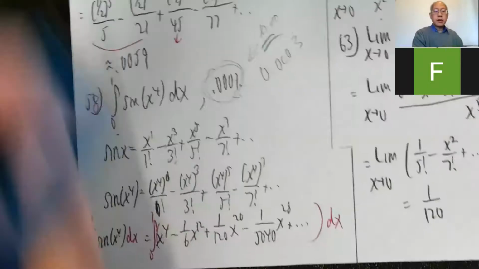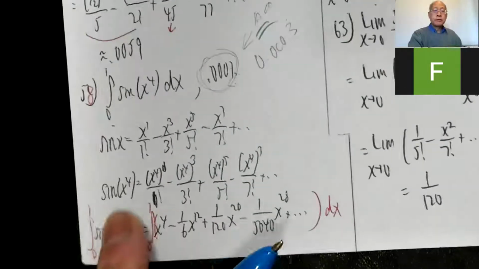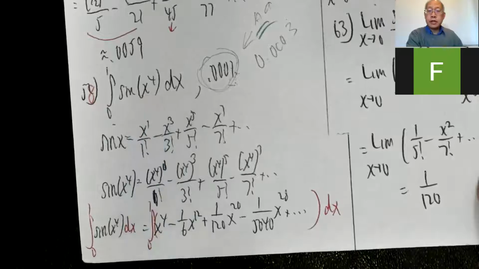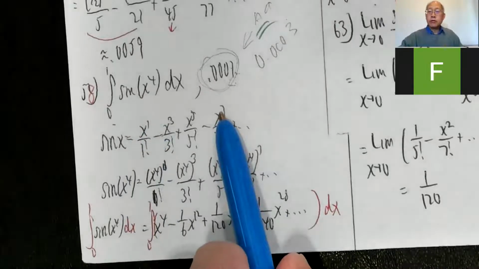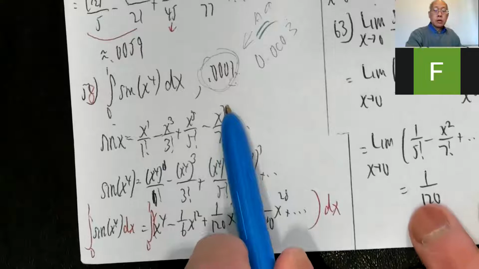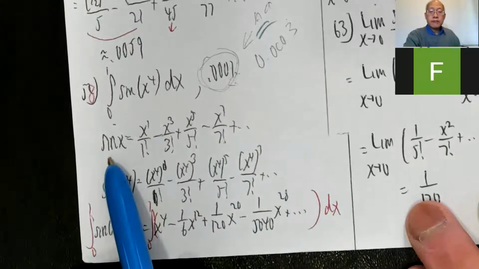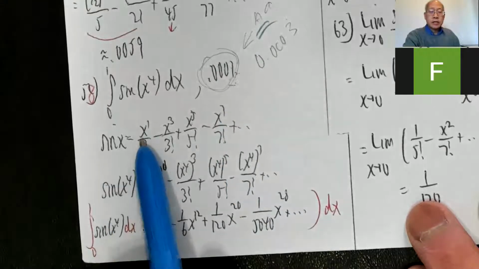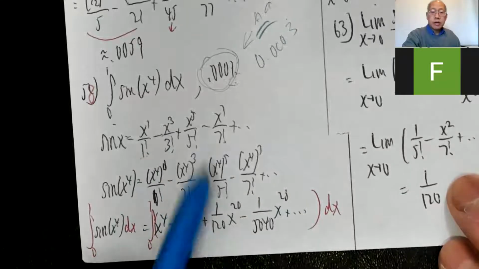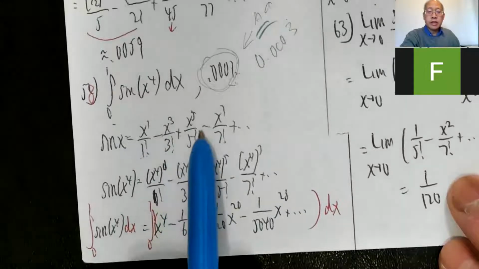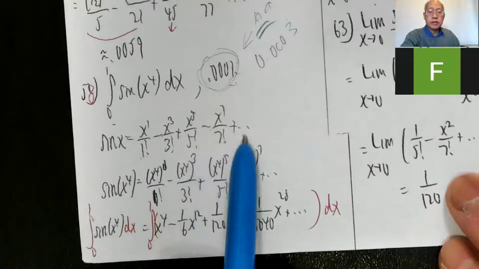Okay, so we were looking at the integral from 0 to 1 of sine of x to the fourth dx with an accuracy of 0.0001. All right, so I start off with the formula for sine of x: x to the 1 over 1 factorial, minus x cubed over 3 factorial, plus x to the fifth over 5 factorial, minus x to the seventh over 7 factorial, plus dot, dot, dot.